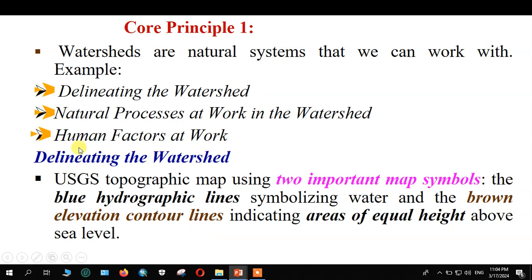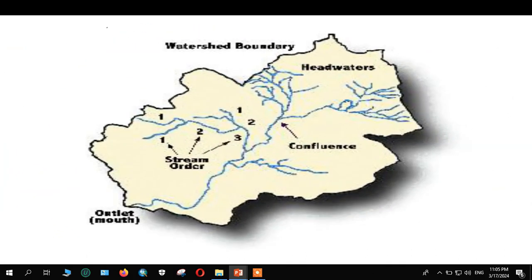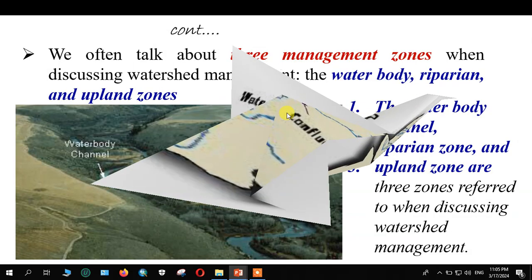But this is Earth Explorer. On the Explorer, for example, take this watershed boundary. This is stream ordering. Here is the headwater. A headwater with no tributaries is first order, and this is stream ordering. Here is the confluence, where different streams join together, known as a confluence.